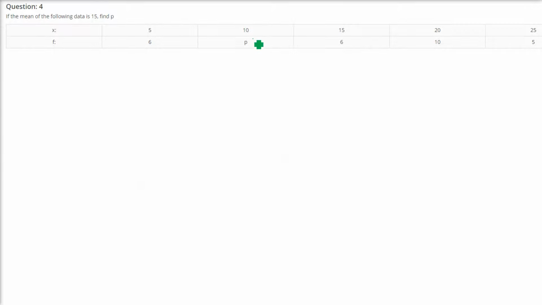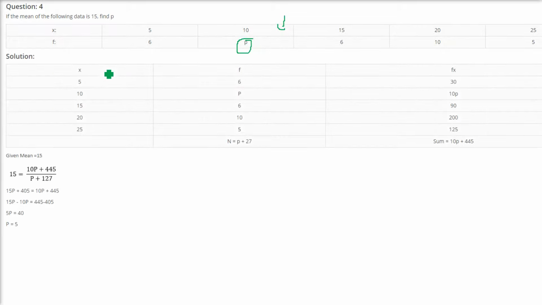Here again we need to find this p. Now in the previous question p was in the x, now it is in the frequency. Same thing we are going to do, we'll write the table like this, x, f and fx. So we'll multiply these elements, 5 into 6, that is 30, and here where is p? It is here. 10 into p will be 10p, and like this we multiply all.